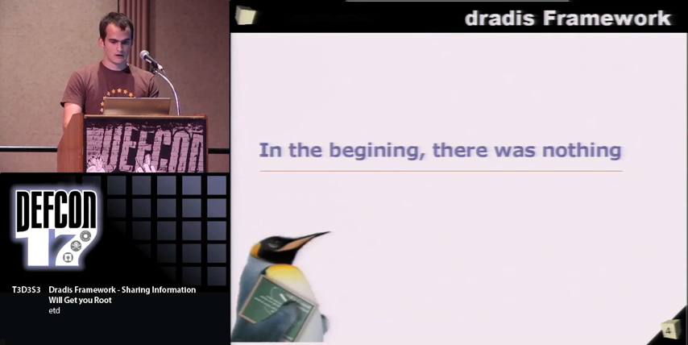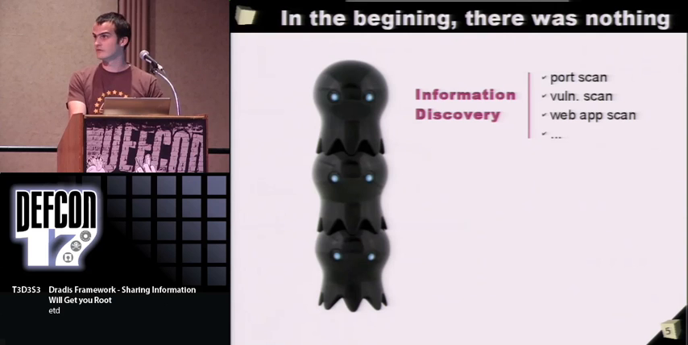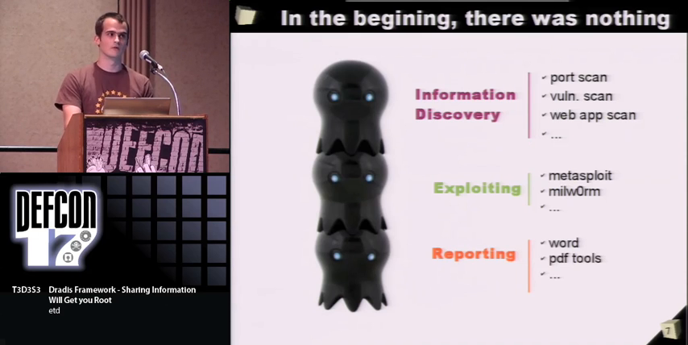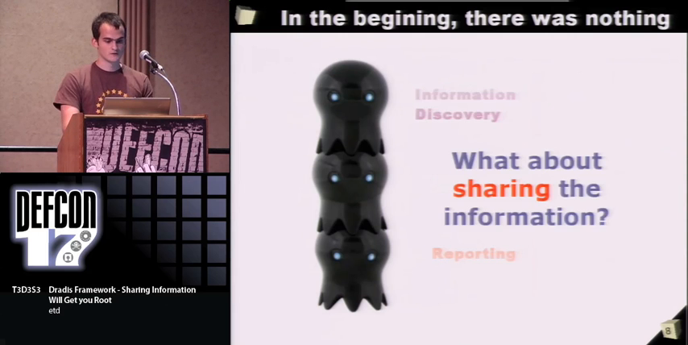So first, in the beginning, there was nothing. There were tools for information discovery, such as port scanners, vulnerability scanners, tools for exploiting, exploit repositories, Metasploit, and tools for reporting. Every company or every group had their own way of creating a specific template or using whatever tool to do a custom-tailored report. So what about sharing the information that you need before you get to any real hack or any real result?